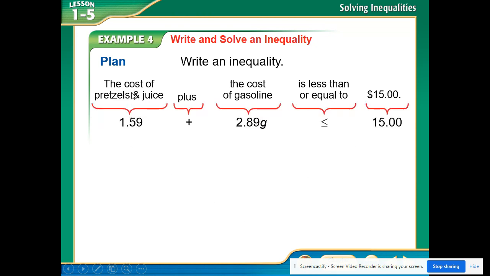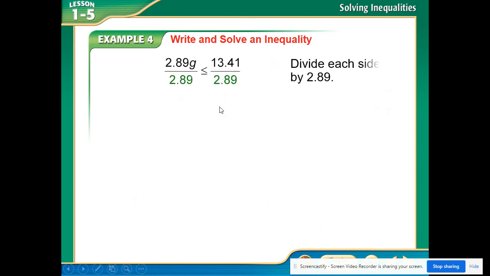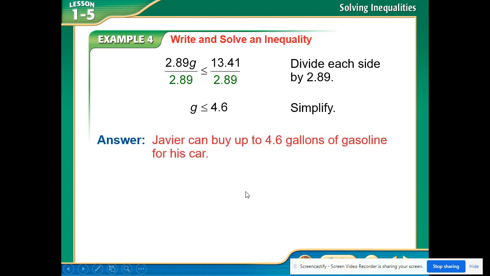So let's fill in things. The cost of the pretzels is 1.59 plus, obviously, the cost of the gasoline is a multiplication, less than or equal to 15, because we can have exactly $15. And it's just a matter of solving this inequality. We're going to have to get rid of this $1.59, so subtract that from both sides. And then we're just going to take the amount and divide by the cost of the gasoline. And we get 4.6. So he can fill up his car for 4.6 gallons.